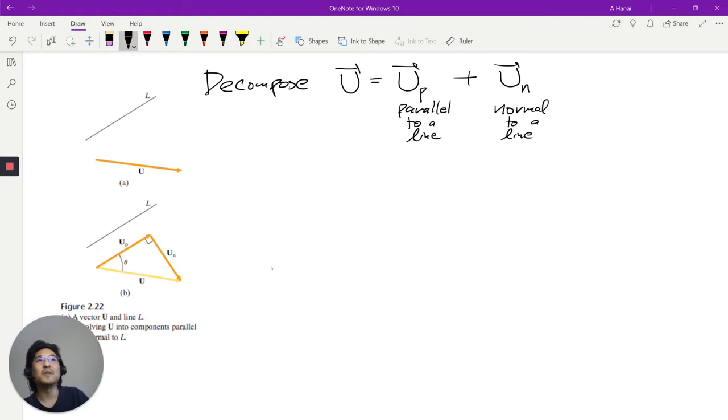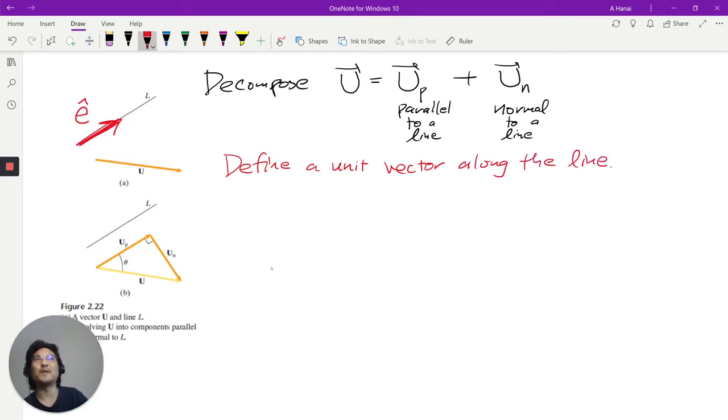So this becomes really useful. To do it, first we need to define this line. To define it, we'll just define some unit vector along the line. That's how we're going to quantify the line.